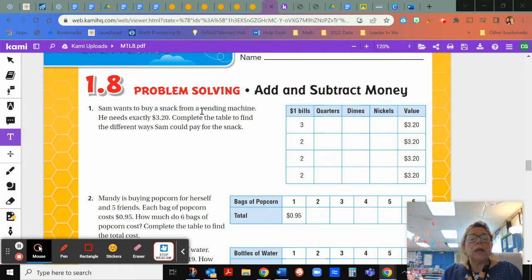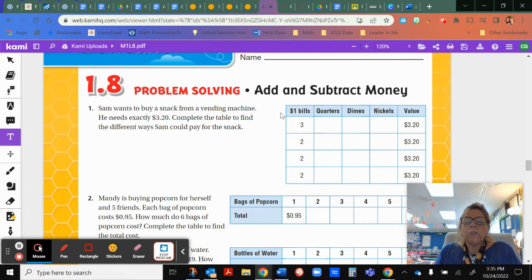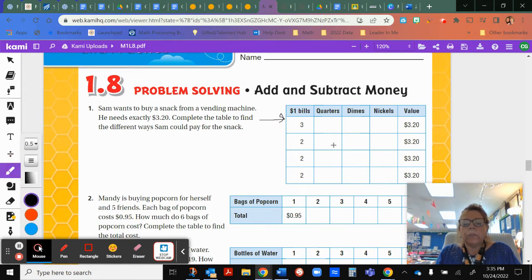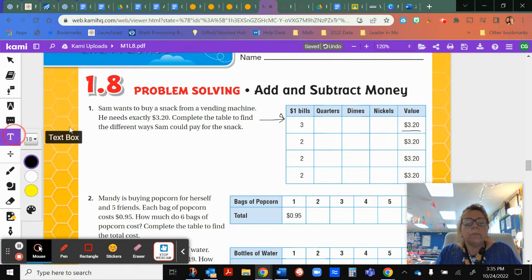Sam wants to buy a snack from a vending machine. He needs exactly $3.20. Complete the table to find the different ways Sam could pay for the snack. So if you see here in the table, it says $1 bills. Let's look at this first one. It says that there's 3 $1 bills, but he needs $3.20. So what do we need to do?